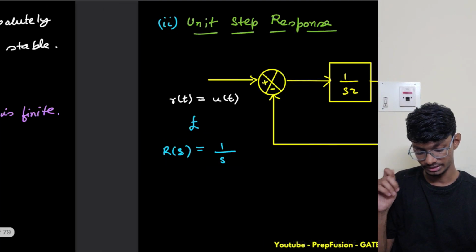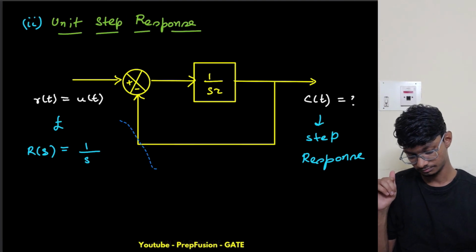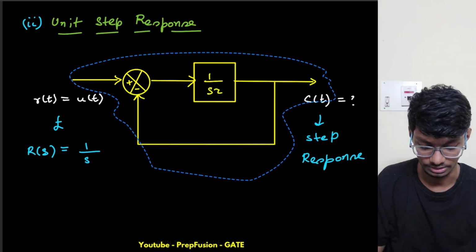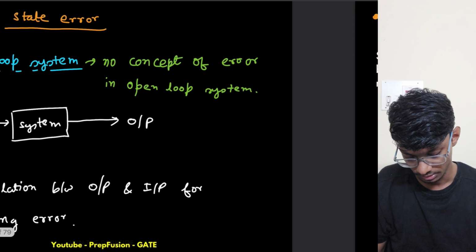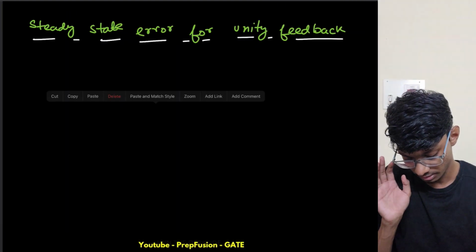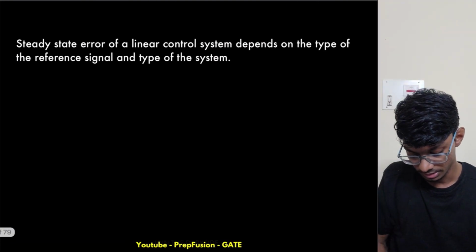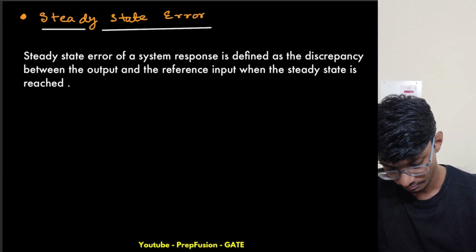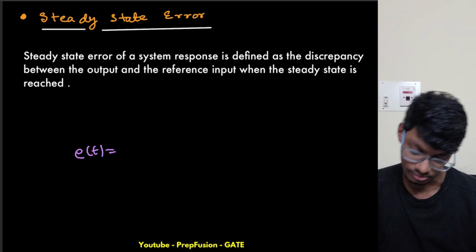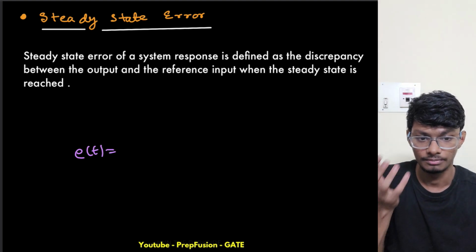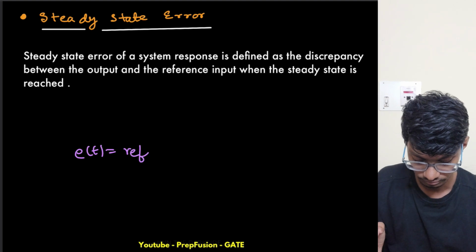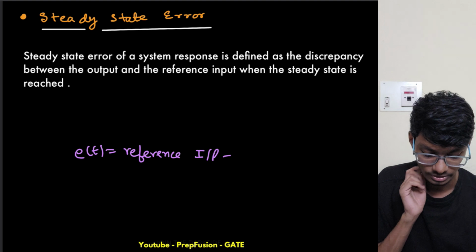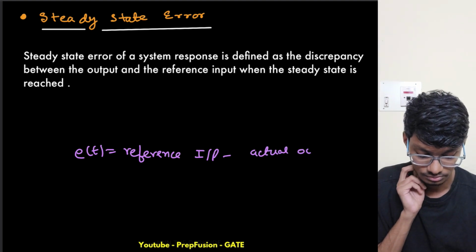I will take one unity feedback system like this one, and from here I will explain what I mean by unity feedback. The basic, general definition of error is like this: E of t will be my reference input minus the actual output.